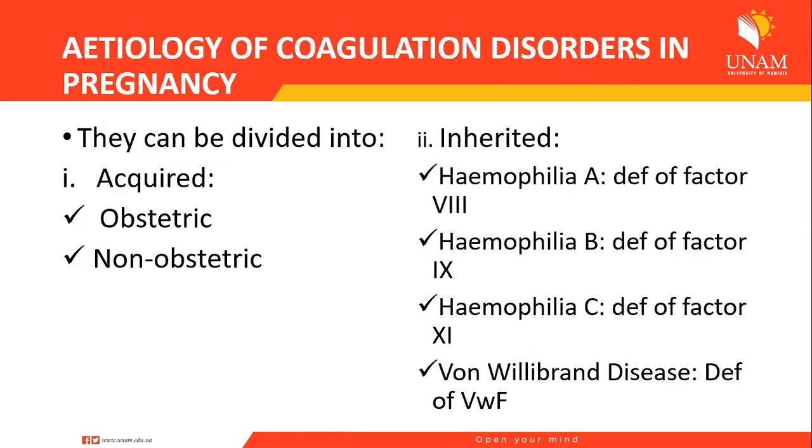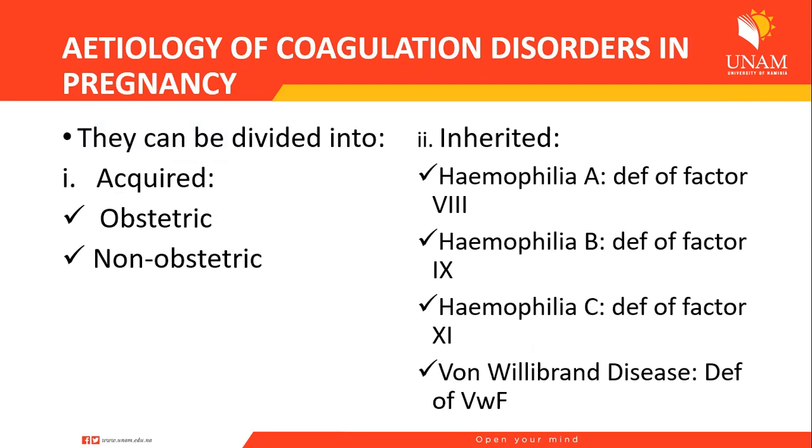Now, what is the etiology of coagulation disorders in pregnancy? This can be divided into acquired or inherited disorders. The acquired can either be obstetric or non-obstetric causes, and we're going to look at that as we go on. There are inherited coagulation disorders that may be present in pregnancy.